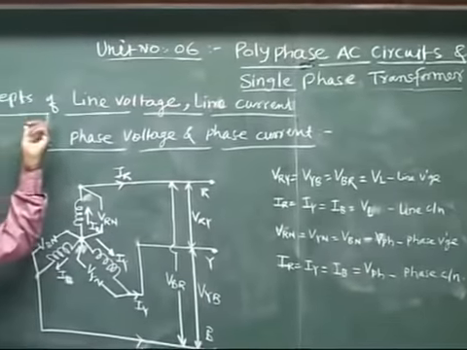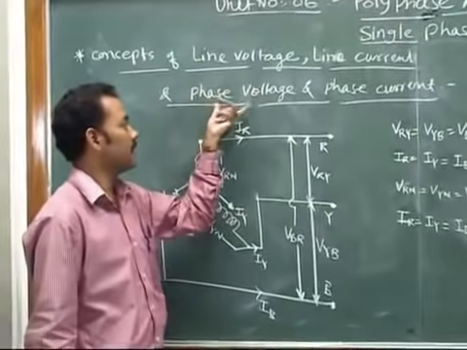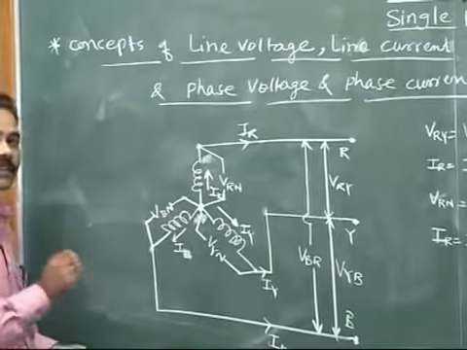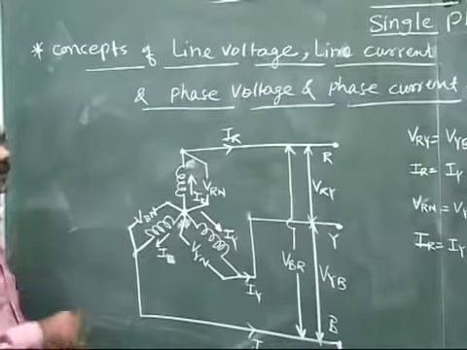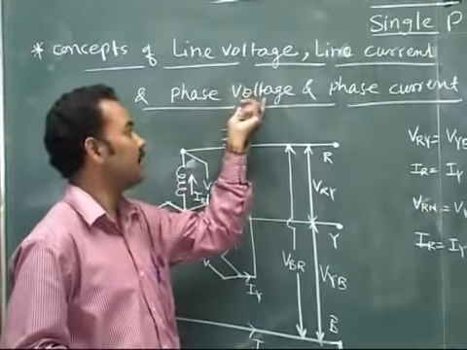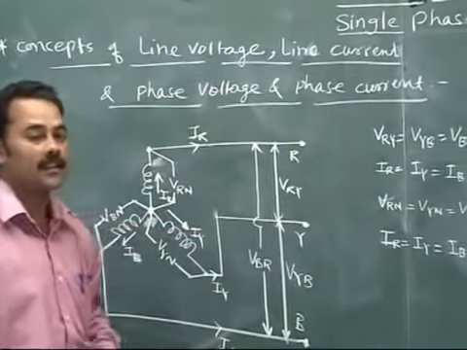So next is the concept of line voltage, line current, phase voltage and phase current. That means how, in a three-phase supply system or in a three-phase load system, the line voltage, line current, phase voltage and phase current are defined.